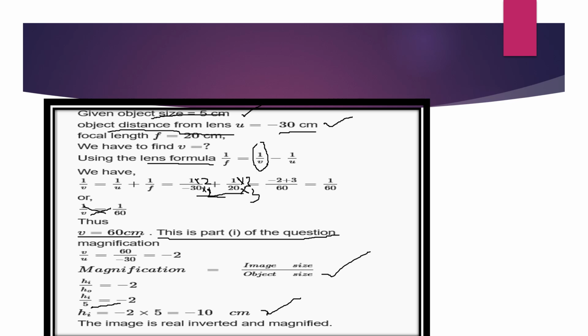From this, what did I conclude? I already clearly showed this in the tabular column in the past videos, so you can have a look at it. The image is real, inverted and magnified. So this is how you have to write a problem. First you write the given data. Next, the formula part is very important, and the simplification also they'll see, and you have to conclude. Whatever they are asking, like part 1, you write this is part 1 of the question. Next part 2, next part 3. You have to be clear with your sign convention, your formula, and the data, and you have to conclude the answer clearly.